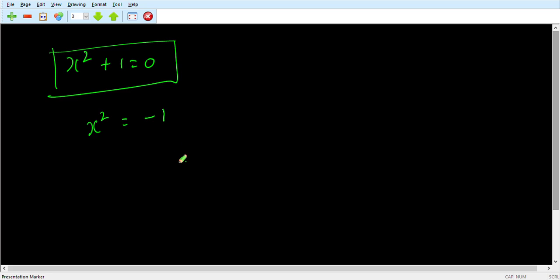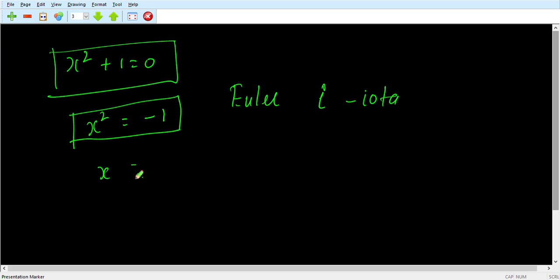And one scientist, well, he was not a scientist, but his name was Euler, who was the first mathematician to introduce the symbol iota. He said, if I try to solve this kind of equation, I will get this expression, and x will be nothing but under root minus 1. And he said the value of under root minus 1 will be iota. So iota is equal to under root minus 1.